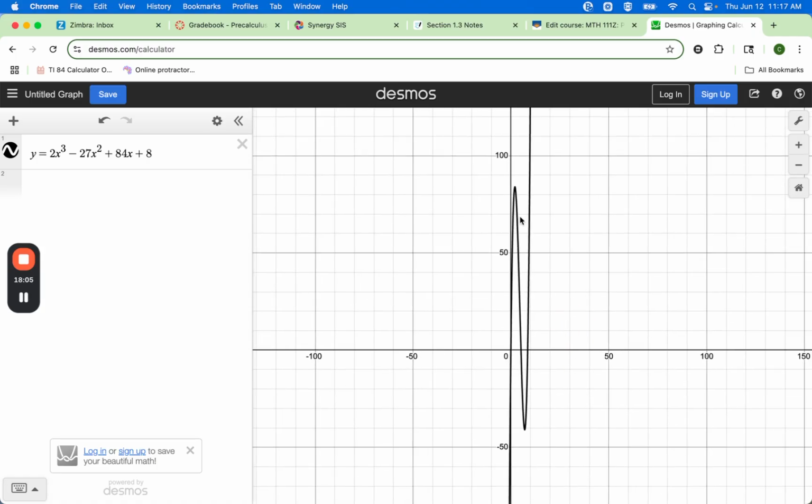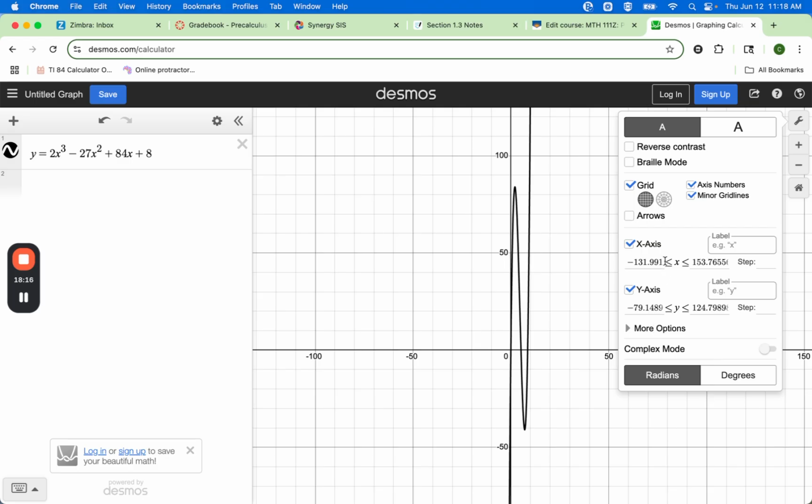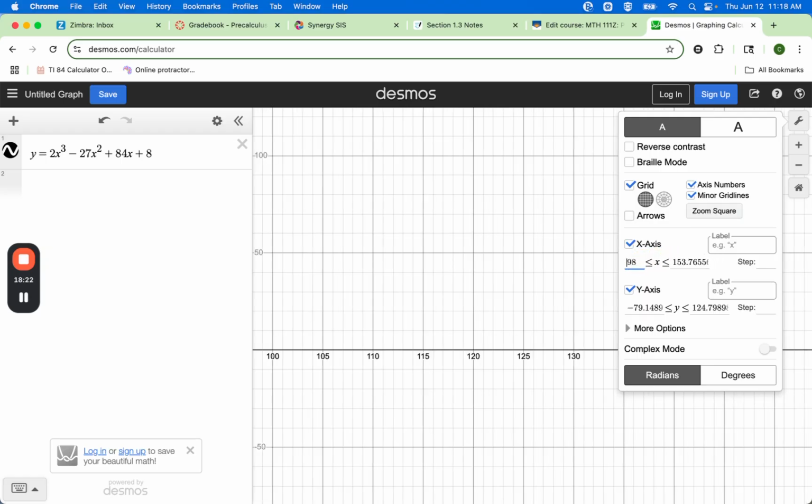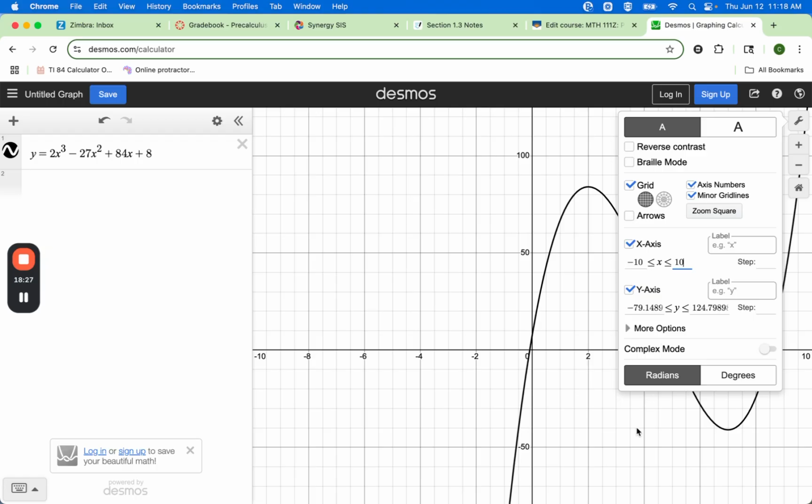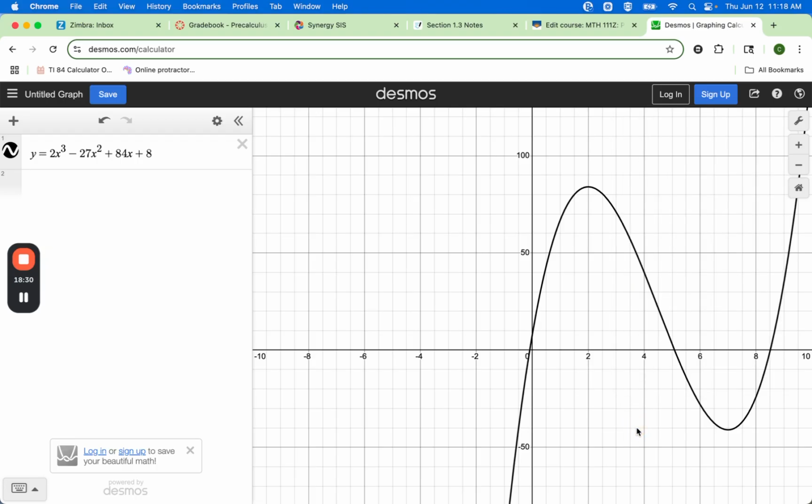So I zoomed out, all right, or you can tweak, right? Like my x-axis is way too wide. If I want to narrow it, I can go over here to the wrench and say, hey, my x-axis, instead of going from -132 or whatever, let's go from like -10 to +10. All right, and then that looks a lot better, right? So it looks like this graph is increasing from -infinity up to this max point right here. The beautiful thing about Desmos is you could just click this and you got the max point.